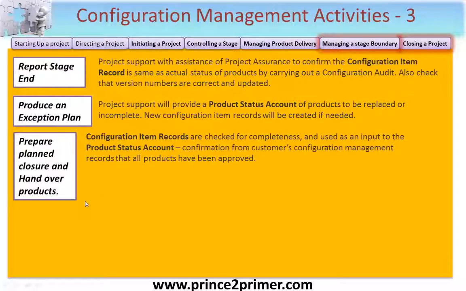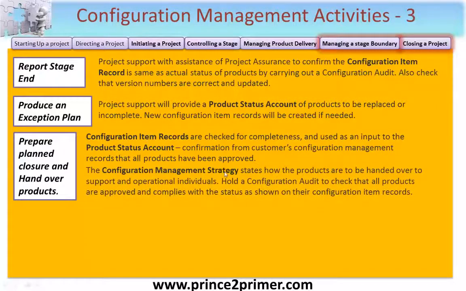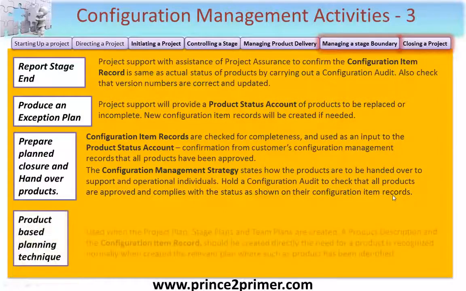Prepare planned closure and hand over the products. This is obviously part of closing a project, and here configuration item records are checked for their completeness and used as an input to the product status account, confirming from the customer's configuration management records that all of the products have been approved. But also, the configuration management strategy should state how the products will be handed over to support and operational individuals or groups. You would want to hold a configuration audit to check that all products are approved and that each complies with the status as shown in their individual configuration item records.